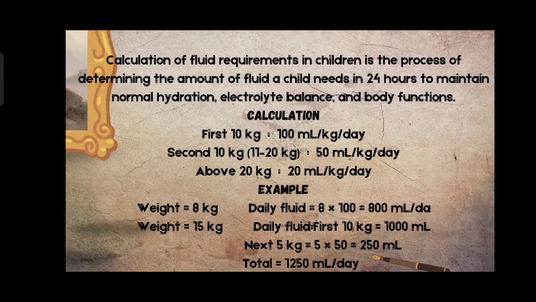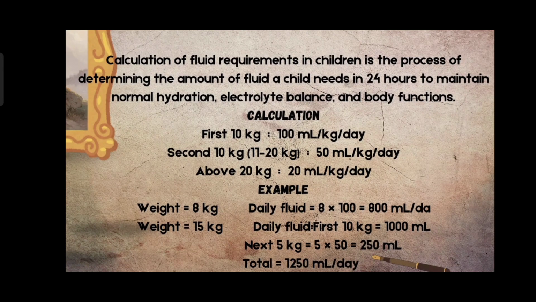For example, if the baby has a weight of 8 kg, how do we calculate? As I already told, for the first 10 kg we give 100 ml per kg. So if it is 8 kg, it comes in the first 10 kg. So we give 8 into 100, 800 ml per day for the child.